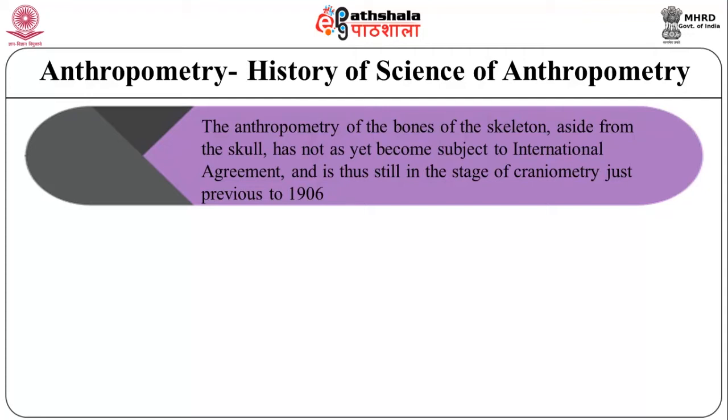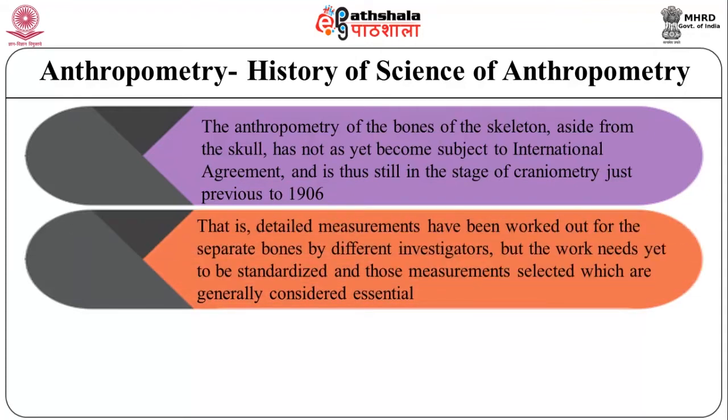of international agreement, and is thus still in the stage of craniometry just previous to 1906. That is, detailed measurements have been worked out for the separate bones by different investigators, but the work needs yet to be standardized, and those measurements selected which are generally considered essential.